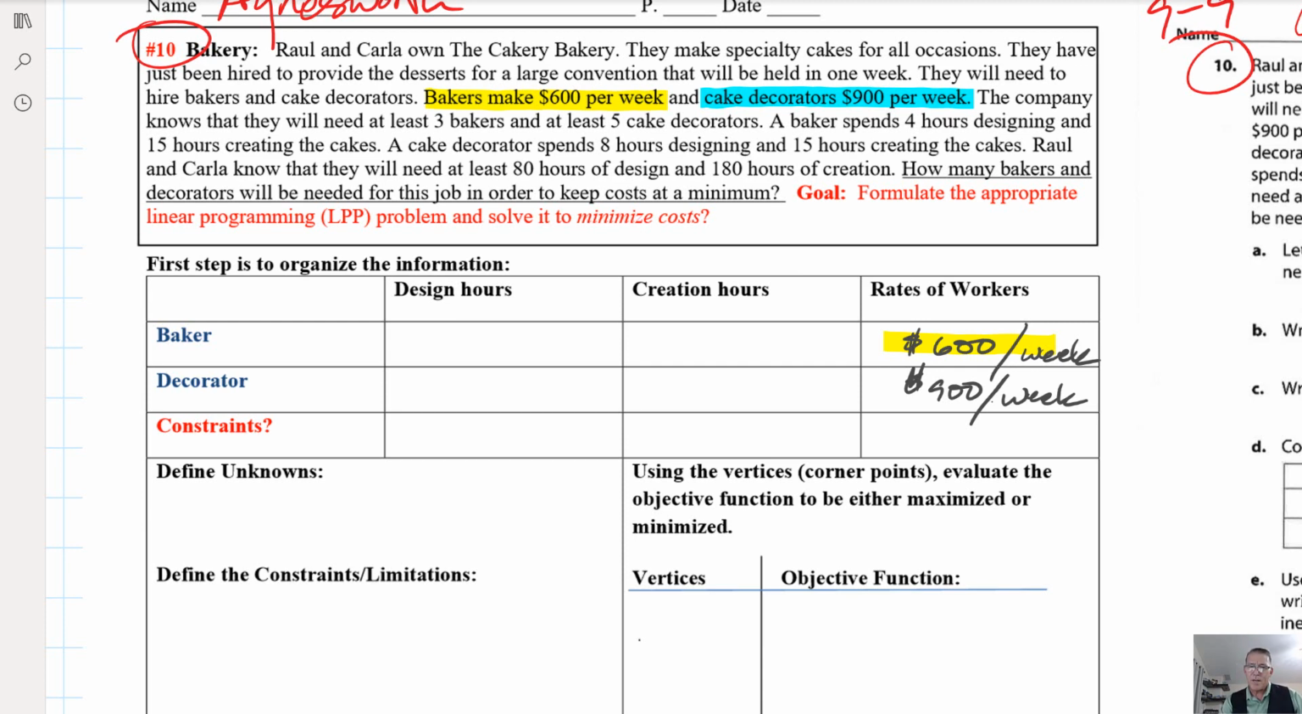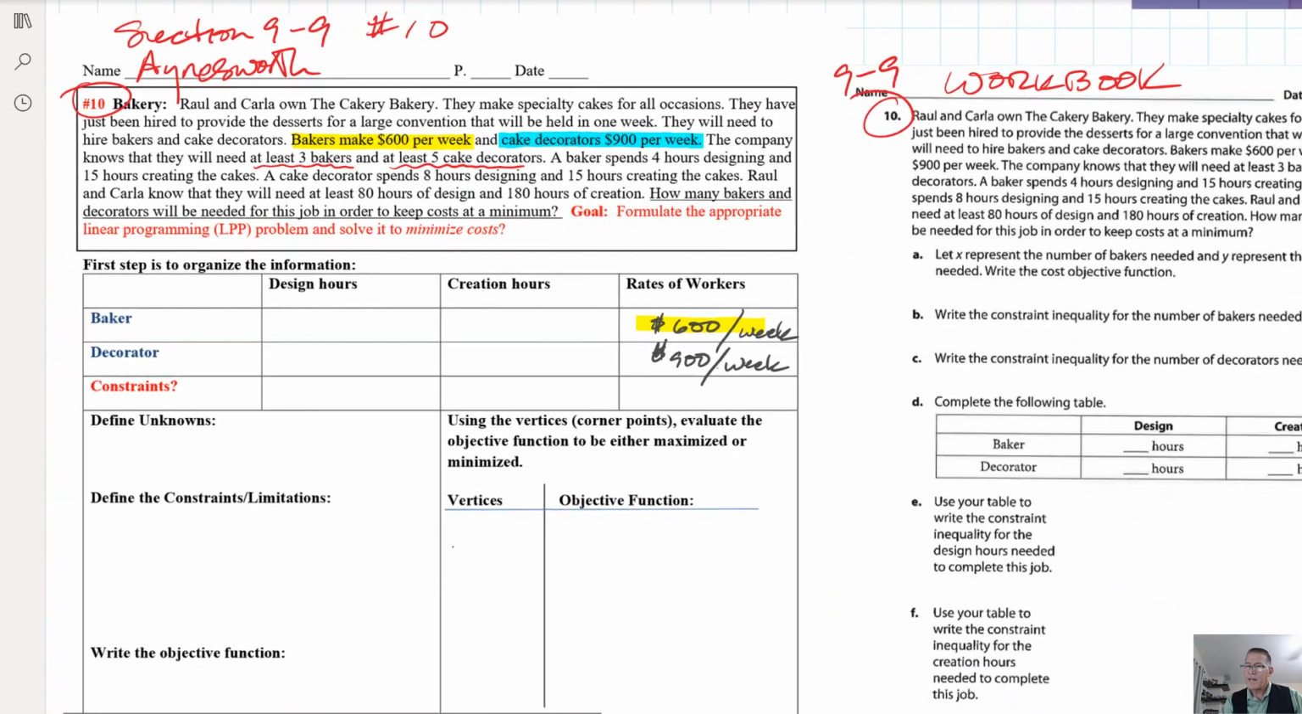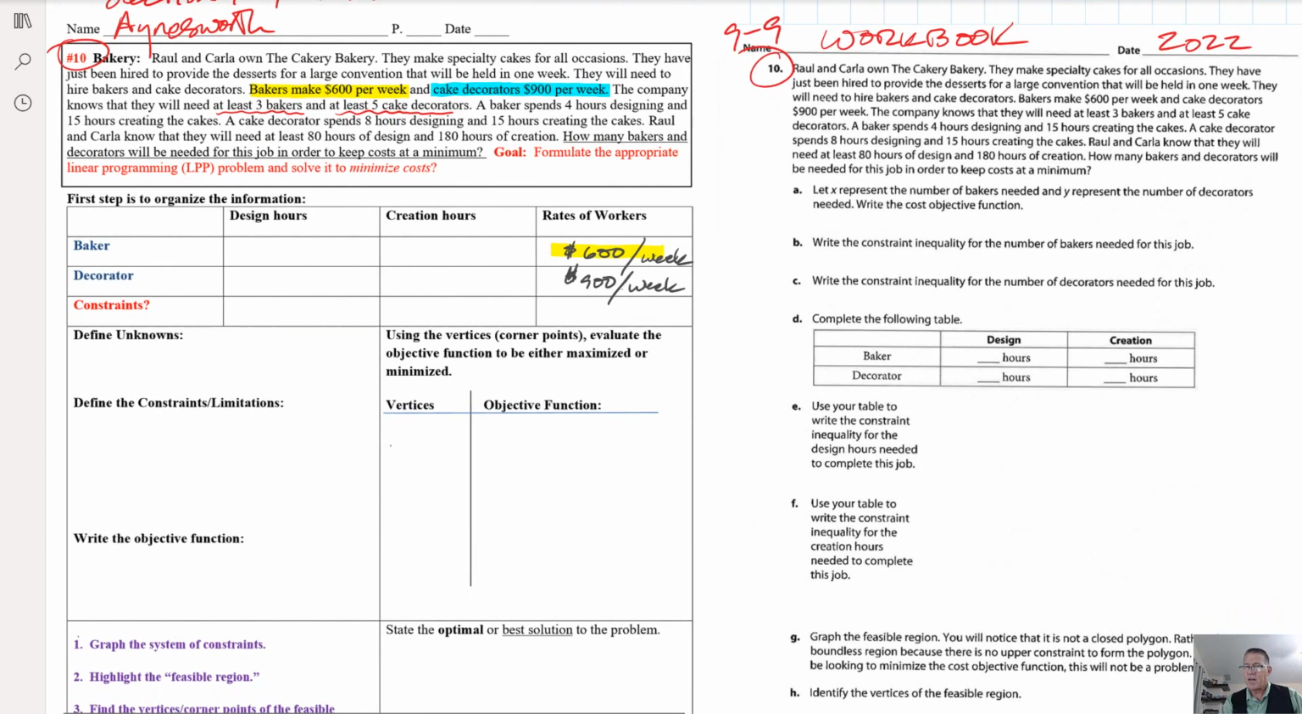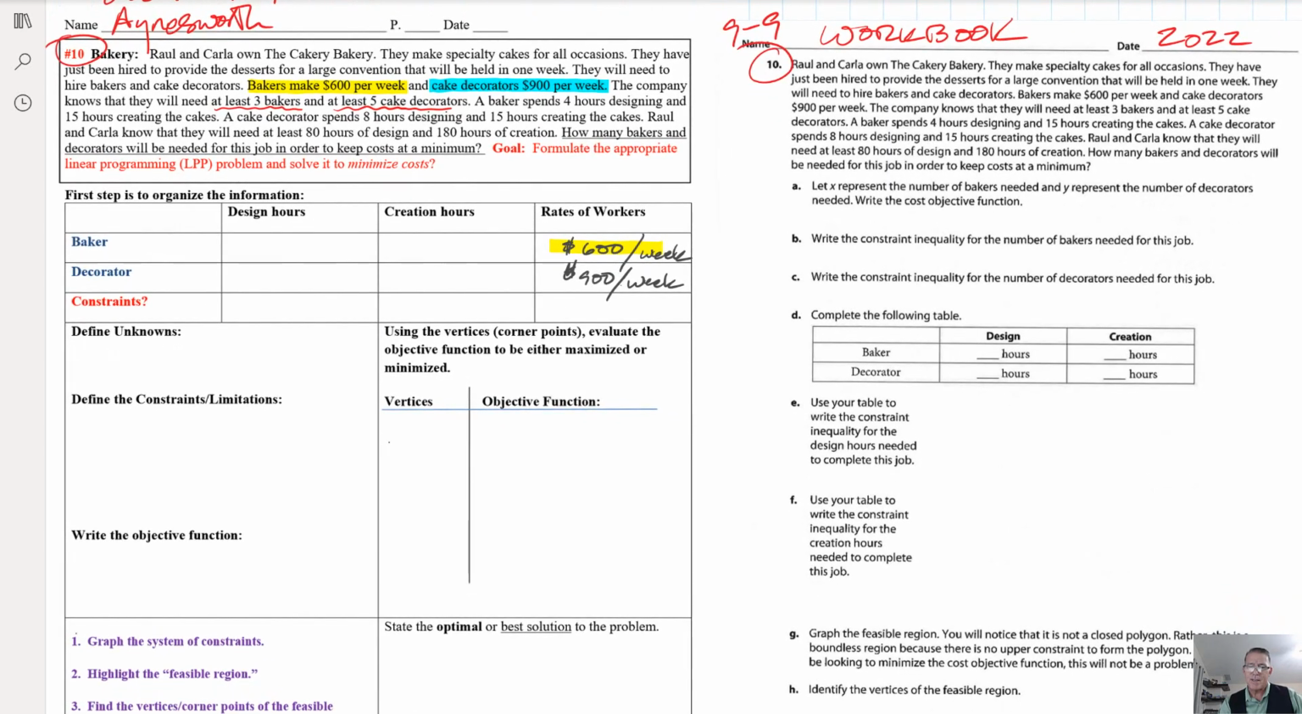The company knows that they will need at least, look at this. Whenever you see words like this, at least 3 bakers and at least 5 cake decorators, that right there is some constraints. We need to work on that. So we're going to take a look at the workbook too, side by side, and just see what's going on here. Because they step it out over here on the right, or in your workbook, and they give you some suggestions, which is not too realistic. Normally when you solve a problem, you don't have all these step-by-step hints. You don't even have a table. You have to learn how to organize on your own. You have to learn how to interpret the words here. But we're going to use the workbook to help us out.